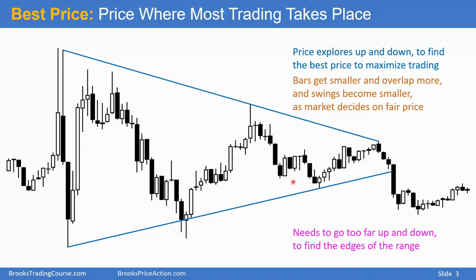And the market's constantly probing up and down to find the edges of the range. Here, the range converged into the apex of a triangle, and the market then broke to the downside. At some point, the market decided that the price was too high, and it had to go lower to find enough buyers to keep the trading going.